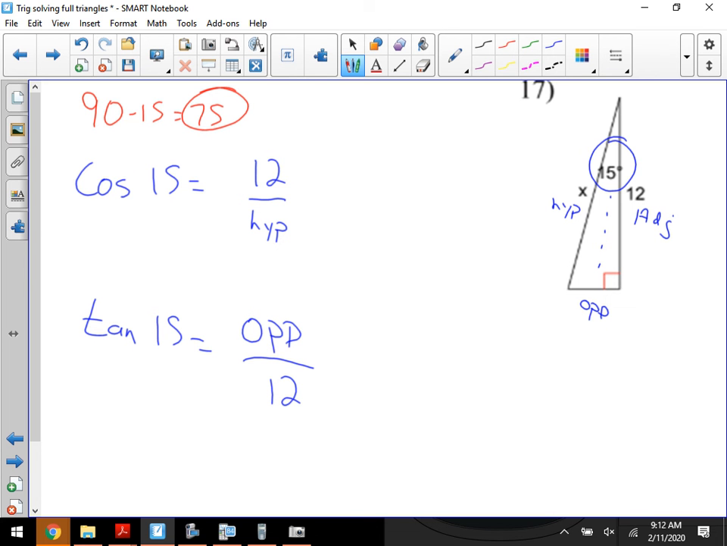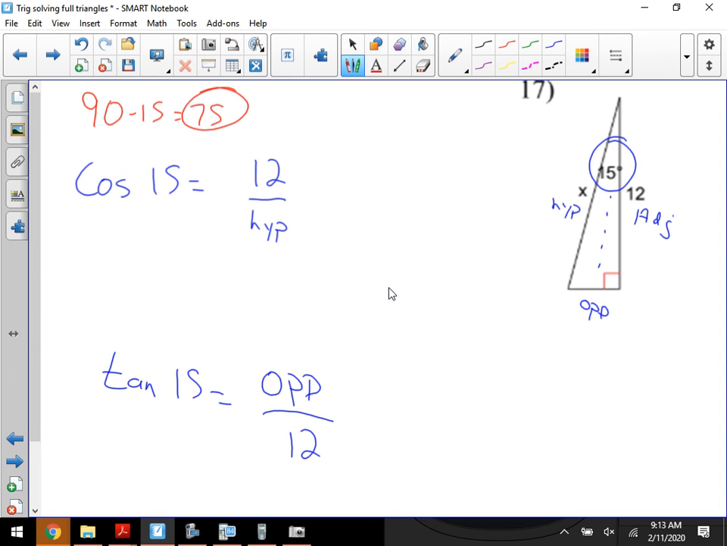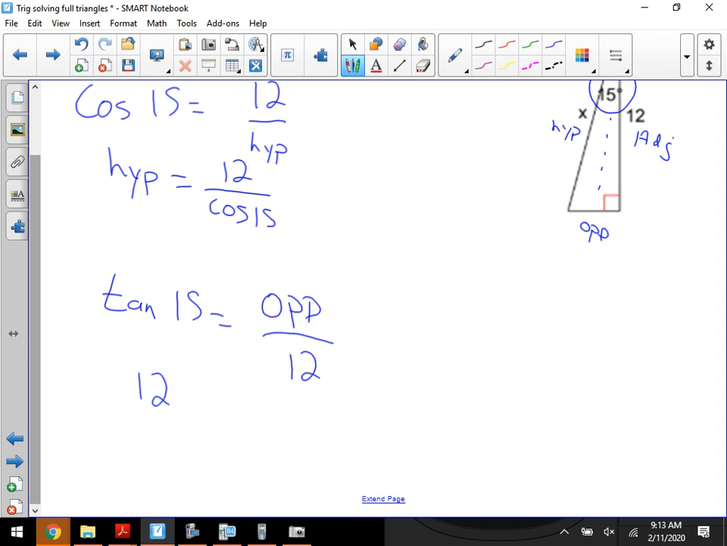Start to see why we label everything? Makes everything easier. The more information you write out, the more information you have in front of you. It's very systematic. If you've got it all right in front of you, you know exactly where to go. So now this first one, your hypotenuse will be 12 over the cosine of 15. And then 12 tangent of 15 is your opposite.